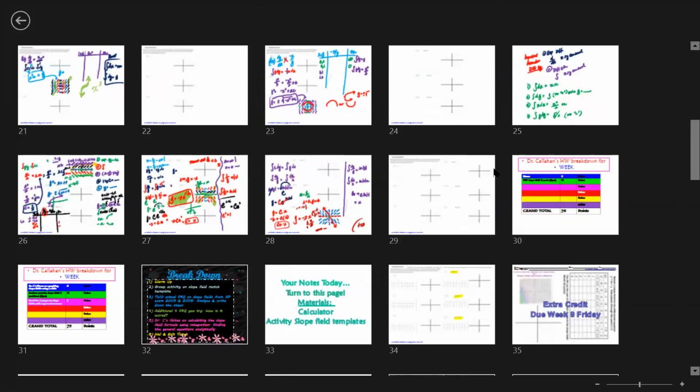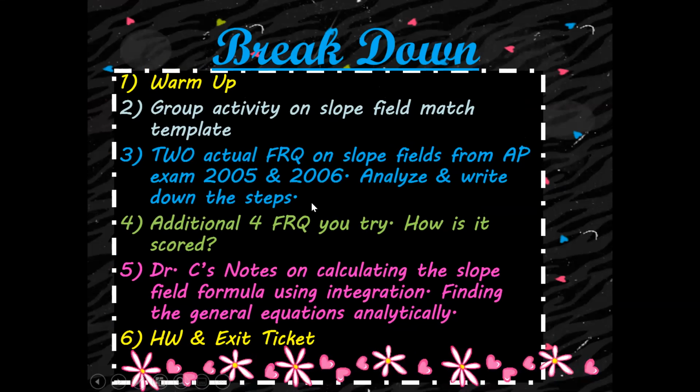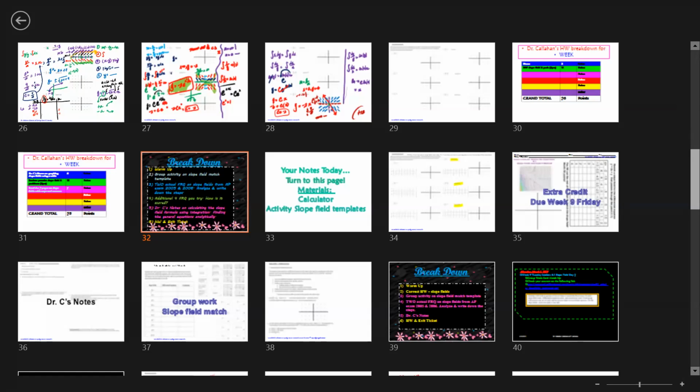All right, so take a look at the breakdown of what we're going to be doing today. We're going to go back to the 6 questions that we talked about yesterday with graphing. We didn't complete all of them, but we're going to finish the rest of them. And today we're going to look at 2 actual free response questions on slope fields from the AP exam back in '05 and '06. You're going to analyze and write down the steps and see how it's going to be graded. And then I'm going to have you do not a group activity, but an individual activity because of the pandemic, on slope fields. We're going to be matching the equation to the original equation, matching it to the graph, etc. Well, let's go ahead and take a look at your guided notes for today.